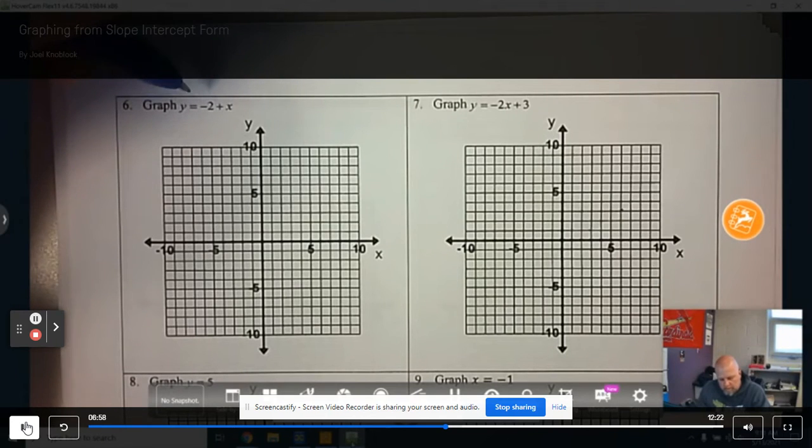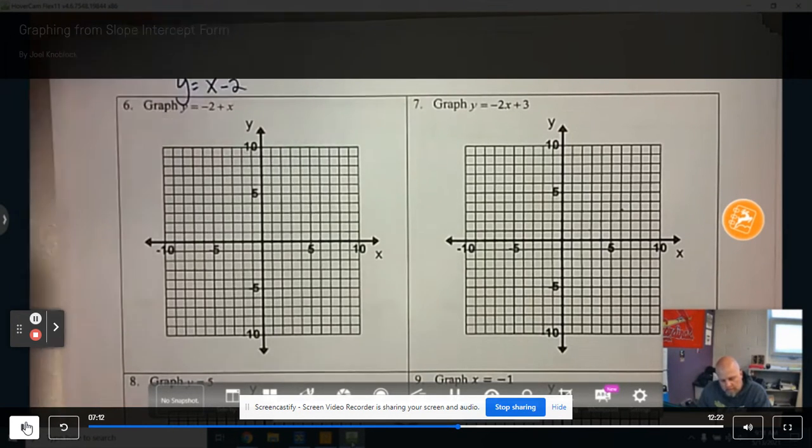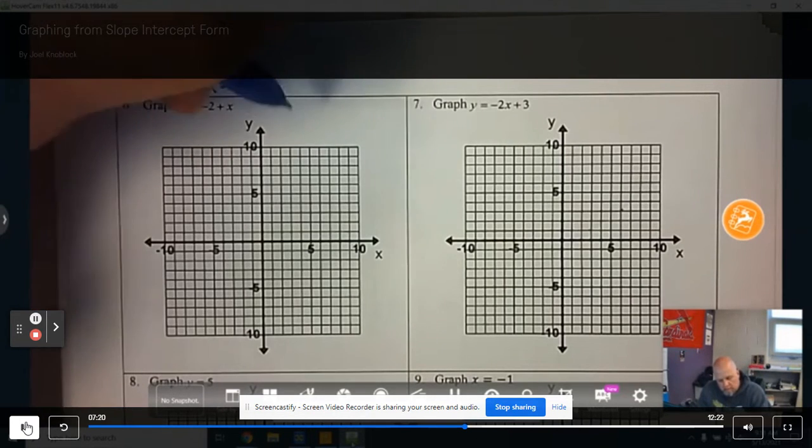So anytime that you see an equation like this where it's not written in what we consider slope-intercept form, it's not proper form, move it around. So here, instead of saying y equals negative 2 plus x, I'm going to flip that. I'm going to say x minus 2. The x is positive, and this negative 2 goes in the back, which is the same thing as minus 2.